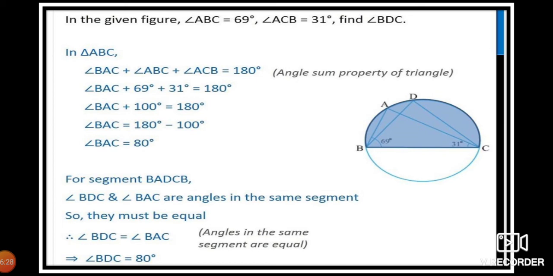Next, angle BAC plus 69 degrees plus 31 degrees, obviously we get 100 degrees, equals 180 degrees. So angle BAC equals 180 degrees, the 100 you can shift to the other side, then it becomes minus 100. Angle BAC equals 80 degrees. For segment BADCB, you can observe in the figure, students, angle BDC and angle BAC are angles in the same segment, so they must be equal. Therefore angle BDC equals angle BAC, I mean angle BDC equals 80 degrees.